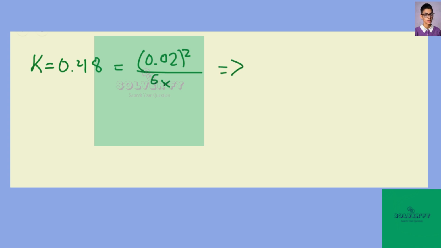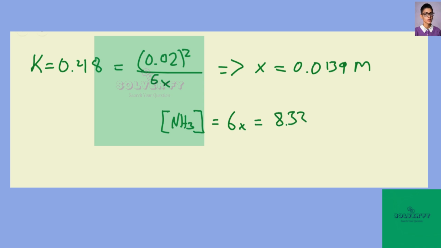And so if we solve for x, we get an x value of 0.0139 molar. And we know that the concentration, which is what we are asked about in the initial problem, the concentration of ammonia, has to equal 6x. So if we multiply our x value by 6, we get a value of 8.33 times 10 to the minus 2 molar.